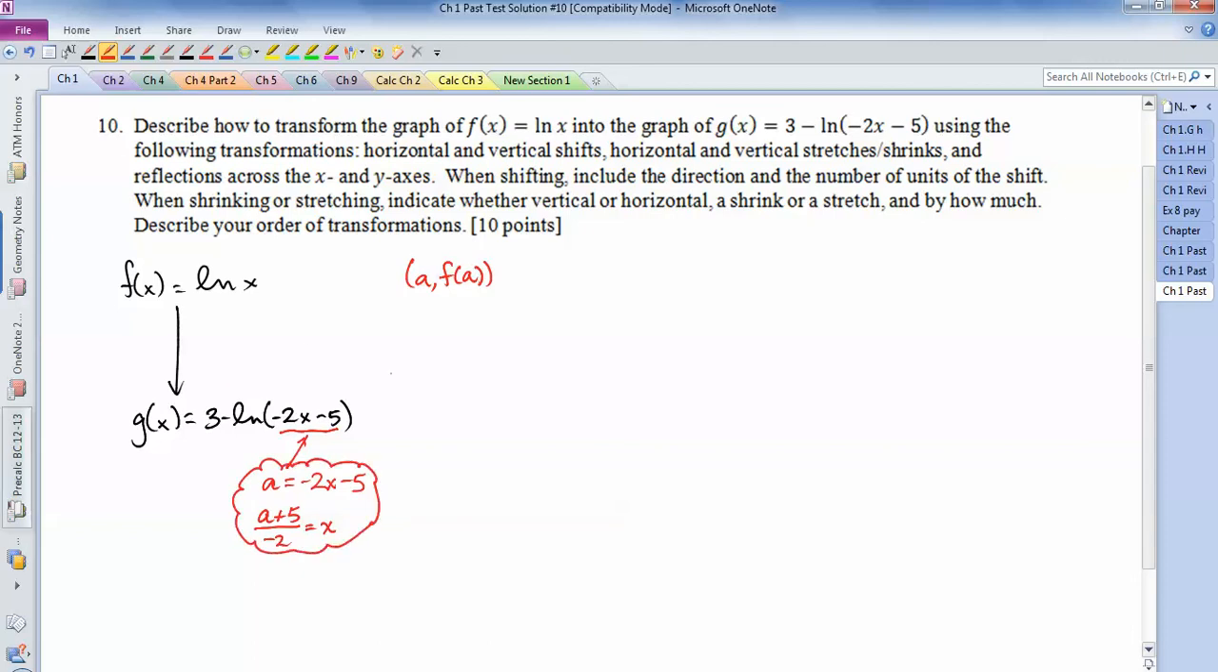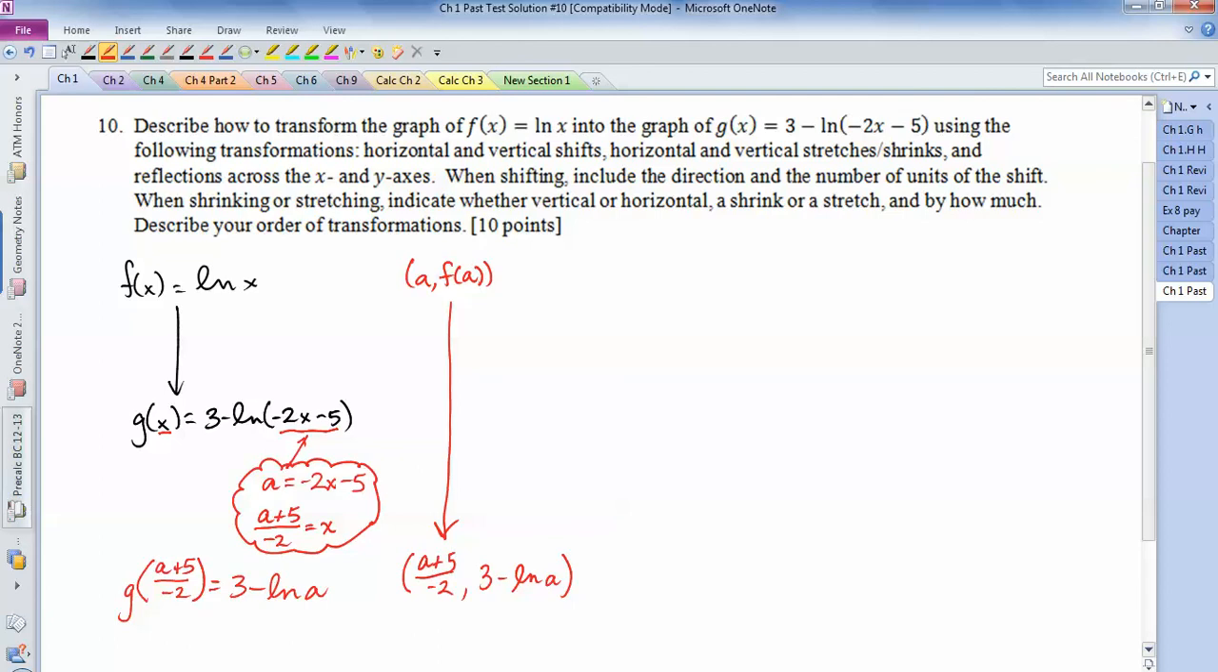If I use those substitutions, then I know x is the same thing as a plus 5 over negative 2, and this thing on the inside of the parentheses is just a. So I can rewrite g of x as g of a plus 5 over negative 2, and the rest is 3 minus ln of just a. The reason that's useful is because now I can say that my general point a, f of a, turns into a plus 5 over negative 2, comma 3 minus ln of a. And those are easy transformations to figure out.